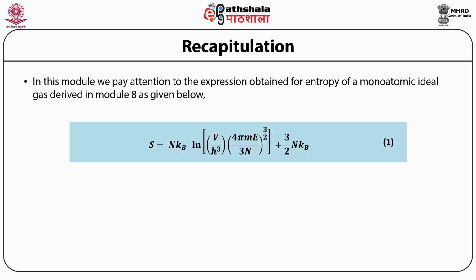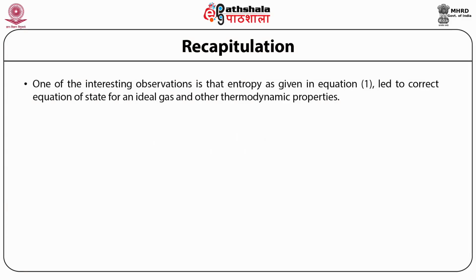In this module, we pay attention to the expression obtained for entropy of a monoatomic ideal gas derived in module 8, which is S equal to N k_B log of V upon h cubed multiplied by 4 pi m E divided by 3 N raised to power 3 by 2, plus 3 upon 2 N k_B, where E is equal to 3 by 2 N k_B T. One of the interesting observations is that entropy as given in equation 1 led to the correct equation of state for an ideal gas and other thermodynamic properties.